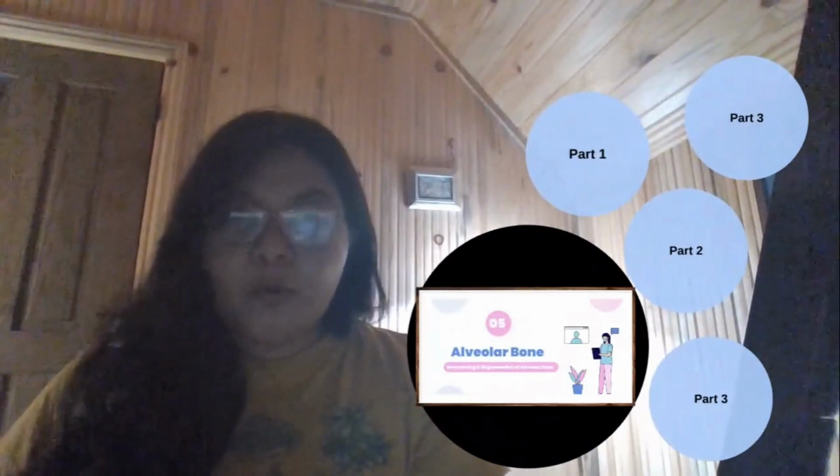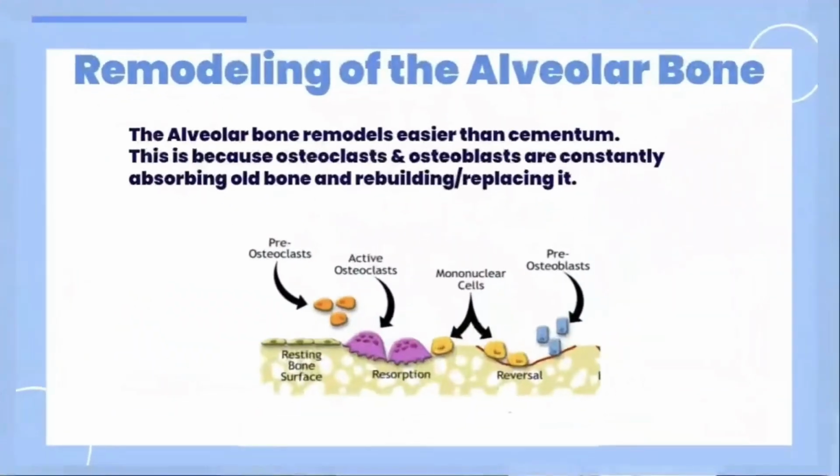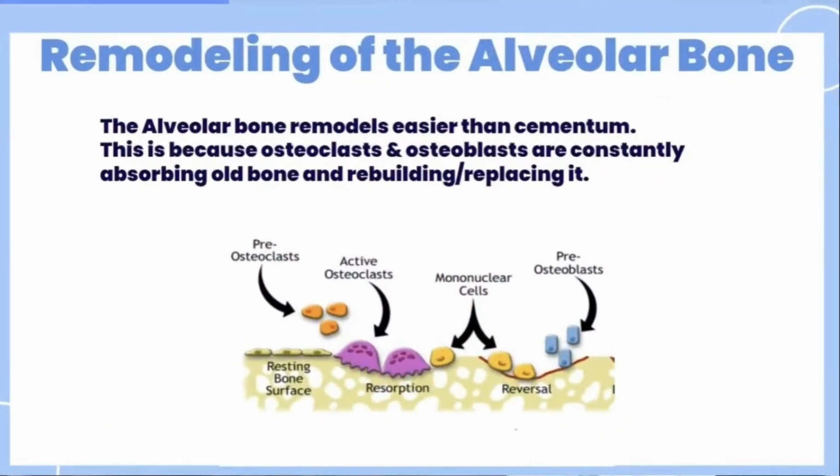Hello everyone, my name is Cynthia and I will be talking about the regeneration and remodeling of alveolar bone. So we begin with the remodeling of alveolar bone. It is a process in which deposition and bone resorption occurs, and it is done by osteoblasts and osteoclasts.